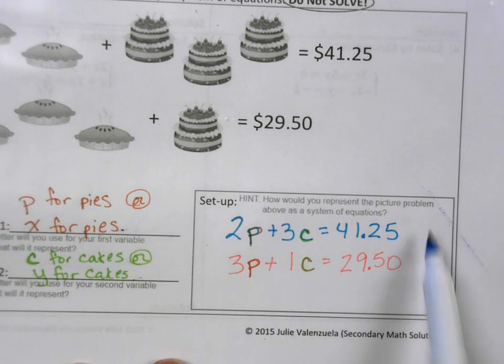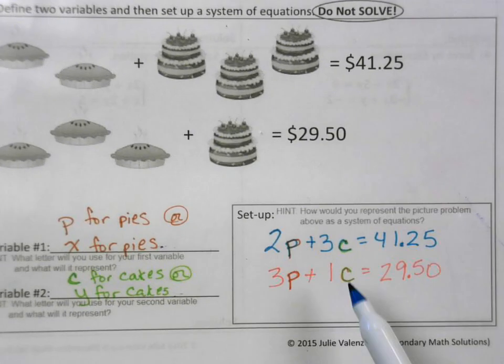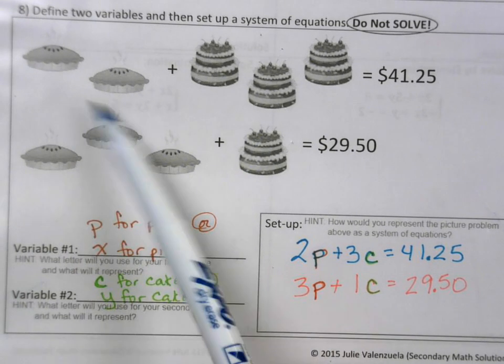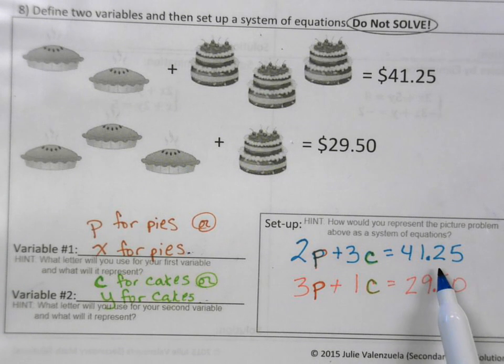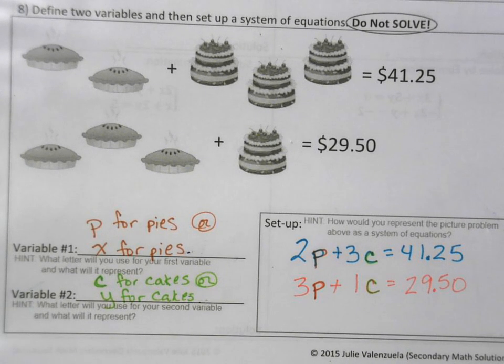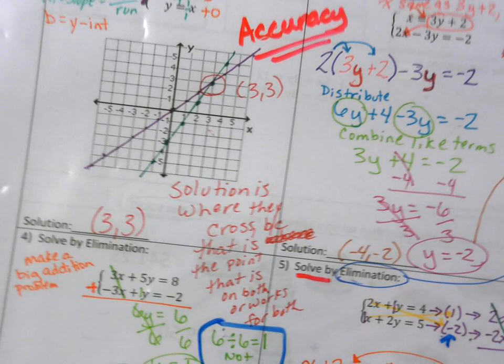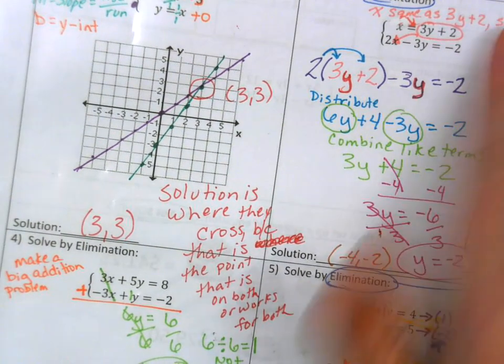Then over here, setup is just writing what you see in these picture problems as algebraic equations. In this first one, there were 2 pies, so 2p, and 3 cakes, and the total was 41.25. Then there were 3 pies and 1 cake, and the total was 29.50. Most of these on the front side were already written for you. The stuff on the back, now you know what the answer should have been and why.